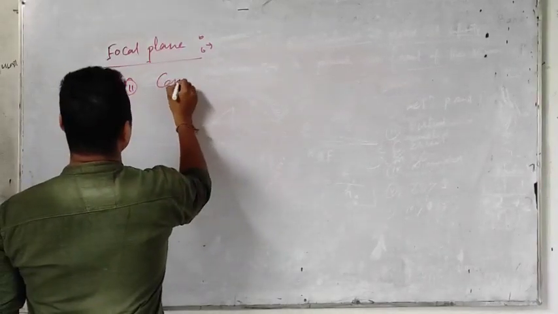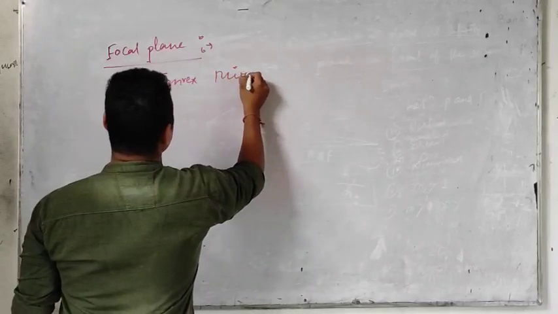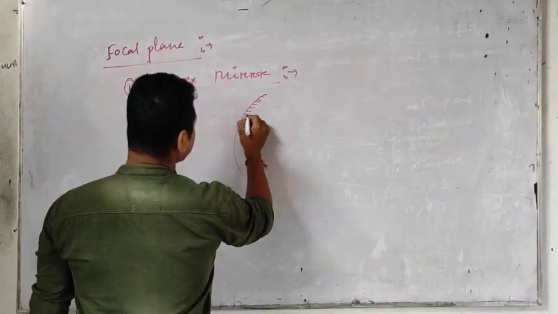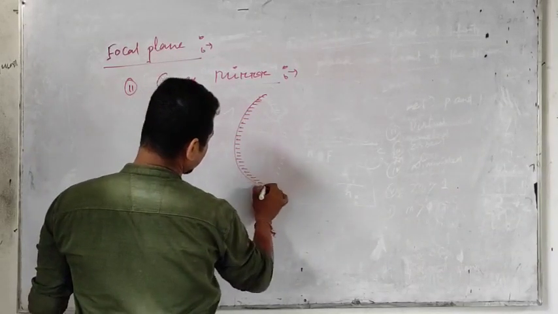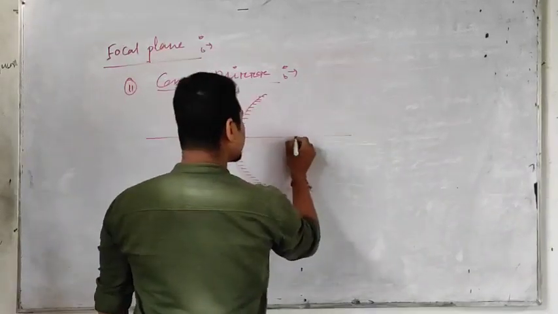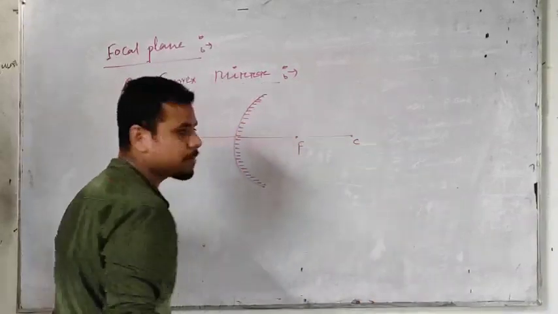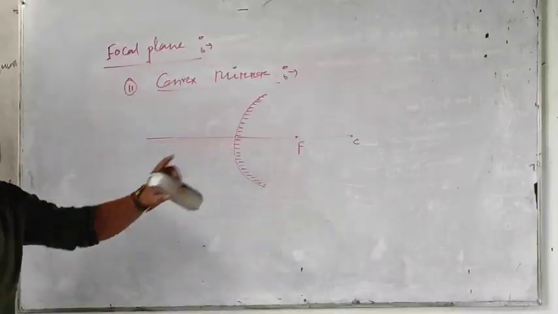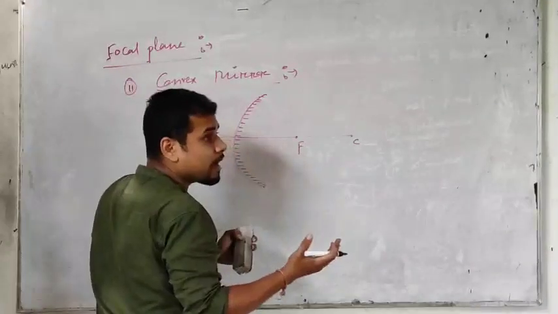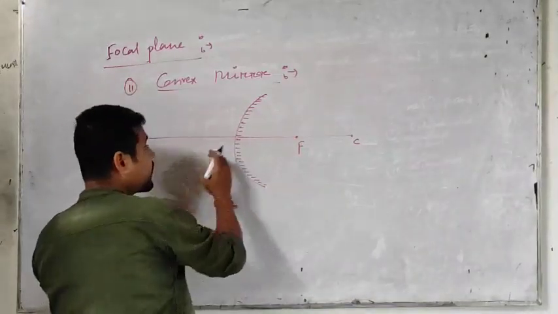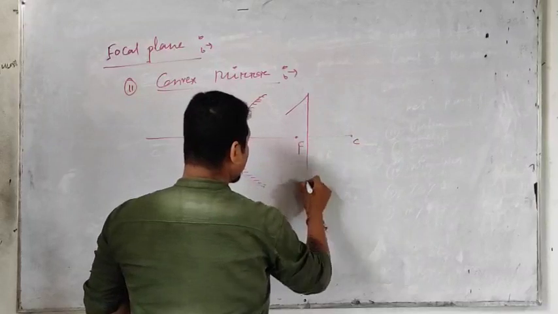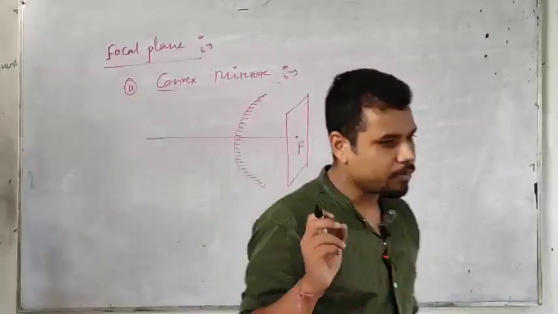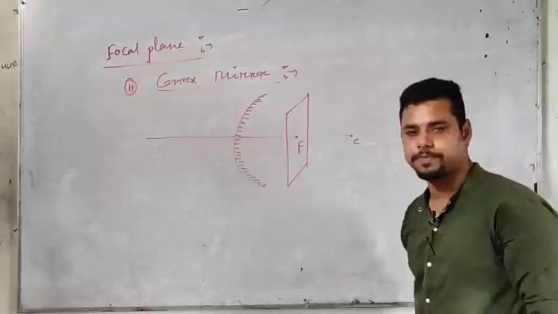Number two, for convex mirror. Okay, so this is the focus and center of curvature. For a convex mirror, the focus is virtual, because it is a convex mirror. That means the focal plane will be on the right side, passing through the focus and perpendicular to the principal axis. So these are the focal planes for concave and convex mirror, right?